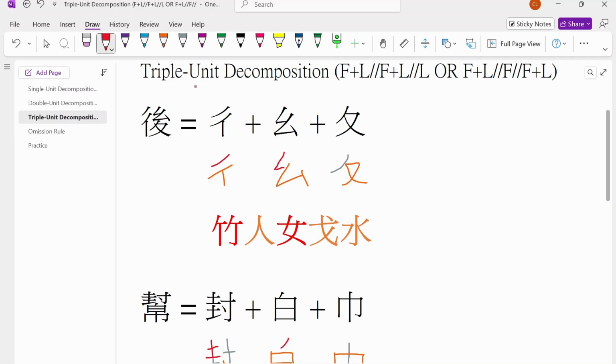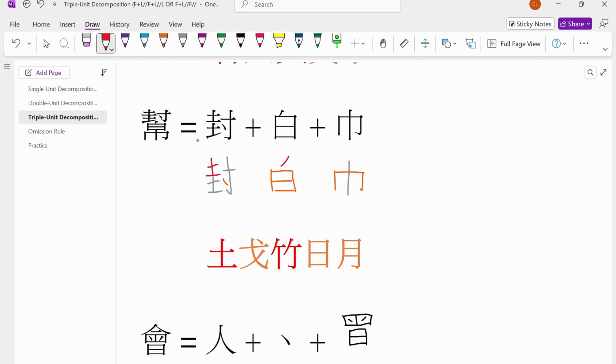For triple unit characters, we obtain the code by taking the first and last radical of the first unit, the first and last radical of the second unit, and the last radical of the third unit. For the character Hao, split into these 3 components, take the first and last radical of the first component, first and last of the second component, and the last radical of the third component. So our code becomes Zhok Yan Noi Guo Sui. For the character Bong, is split into these 3 components, and same thing, we take the first and last radical of the first component, first and last of the second component, and the last radical of the third component. So our code becomes Tou Guo Zhok Yat Yu.